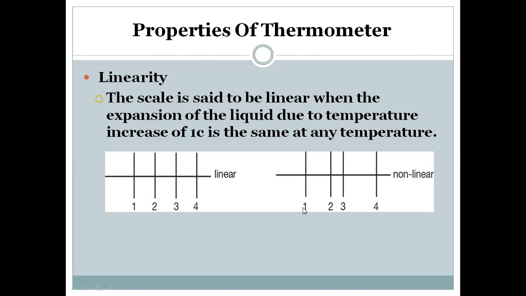While here, for every 1 Celsius increase, the expansion rate differs from one interval to another. At the beginning, the distance of expansion from 1 to 2 is more than the expansion from 2 to 3, and 2 to 3 is less than 3 to 4. So the liquid used here in the thermometer is not linear, and here it is linear. So this is the property of linearity: the thermometer is linear when the expansion of the liquid due to a temperature increase of 1 Celsius is the same at any temperature.